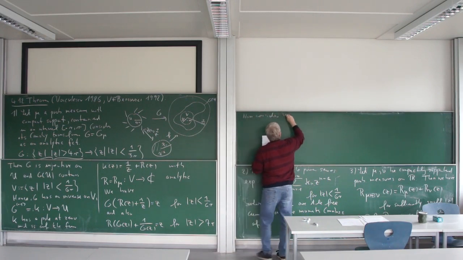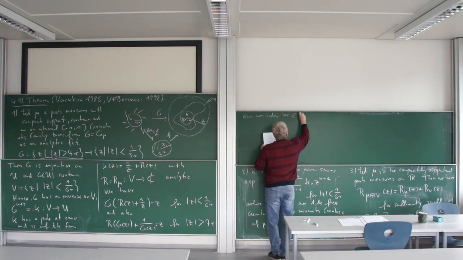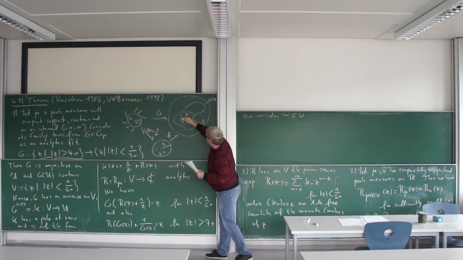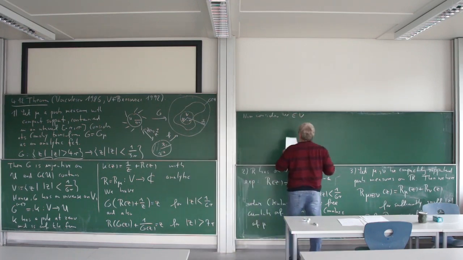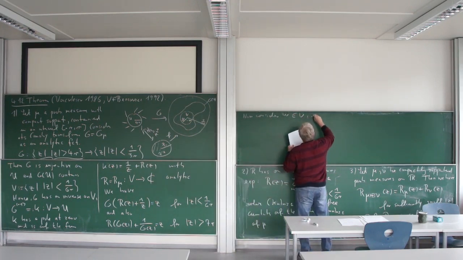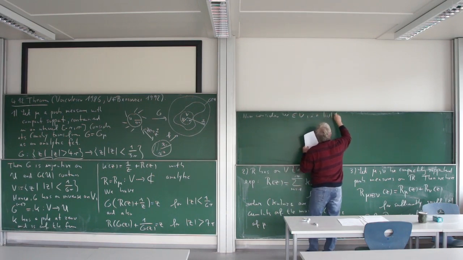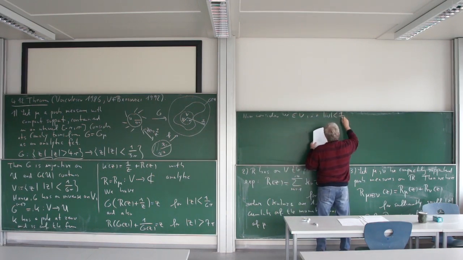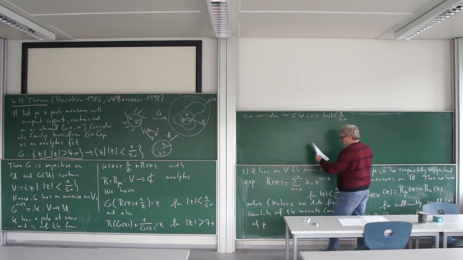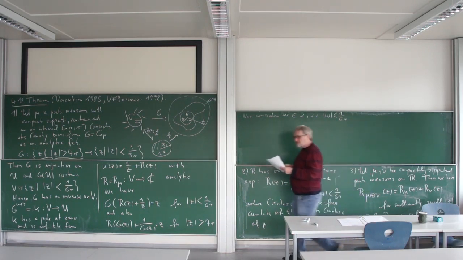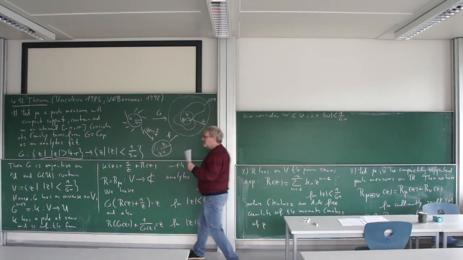So we consider W in V. So V is this ball here of radius 1 over 6r. So this means the absolute value of W is less than 1 over 6r. And what we want to show is that we have a pre-image.